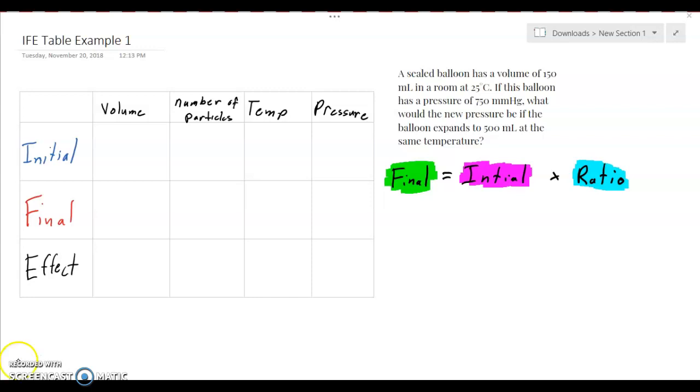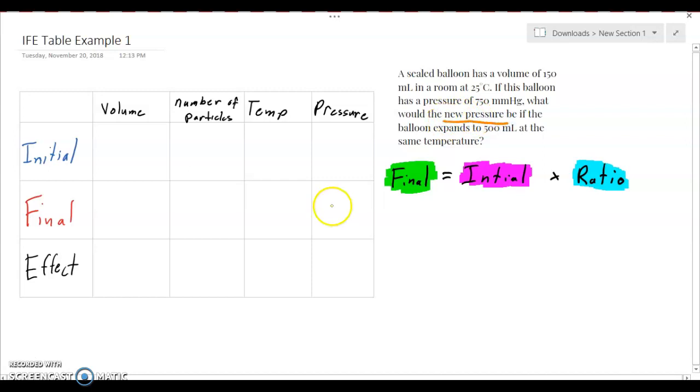Let's go ahead and read the problem. A sealed balloon has a volume of 150 milliliters in a room at 25 degrees C. If the balloon has a pressure of 750 millimeters mercury, what would be the new pressure if the balloon expands to 500 milliliters at the same temperature? So notice that what we're looking for is a new pressure.